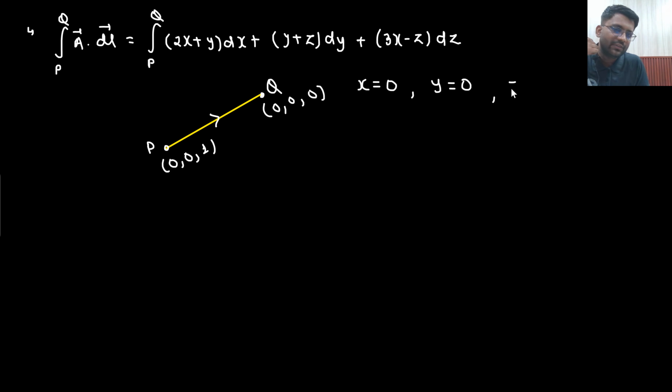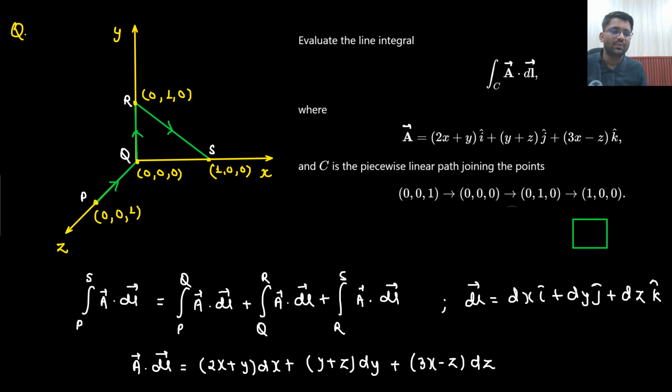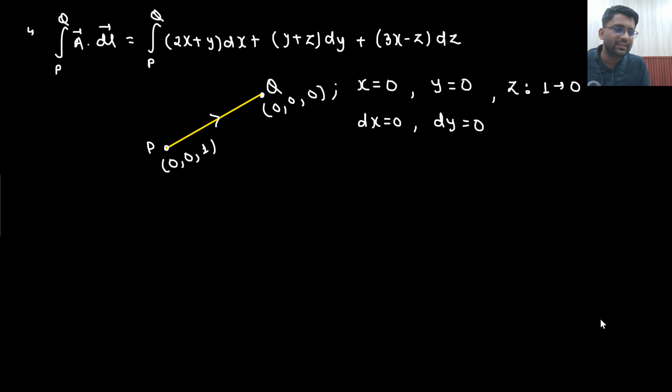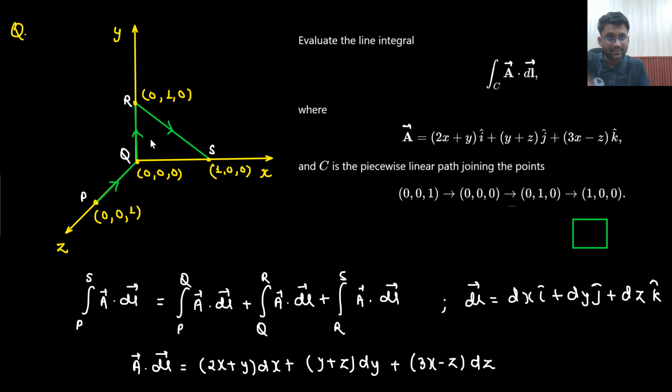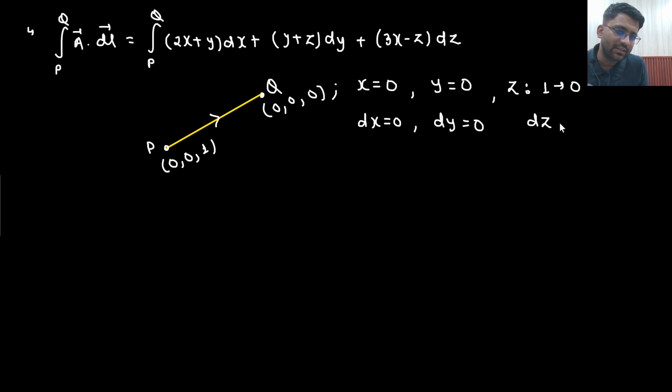What you are doing with respect to z? With respect to z, I am going from 1 to 0. So z is going from 1 to 0. So x is always constant here. That means dx is 0. Y is always constant. That means dy is 0. What does dx represent? Change in x. Is there any change in x? No. Is there any change in y? No. What about dz? Z is changing. That means dz would be non-zero.